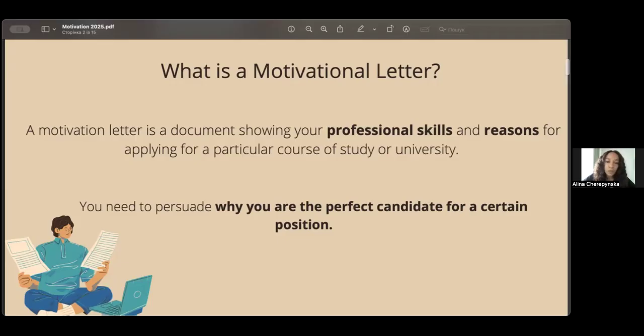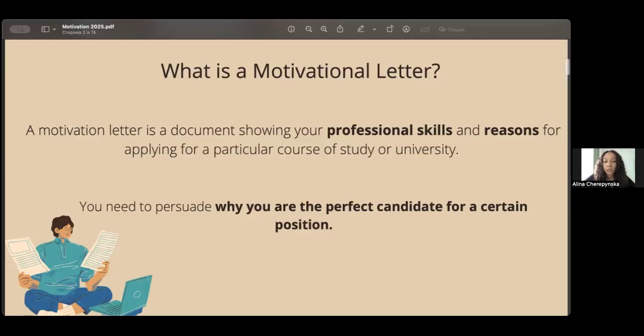In your document, you need to show your professional skills and reasons for applying to a particular course of study or university, or later I will also tell you where else you need a motivation letter. At the same time, here you can see that you need to emphasize your professional skills and the reasons to be a part of a university program, study program, even job opportunity, some non-profit organizations, or even volunteerism. Later or below, actually, you can see that you need to persuade your readers, actually, a committee, why you're the perfect candidate for a certain position.